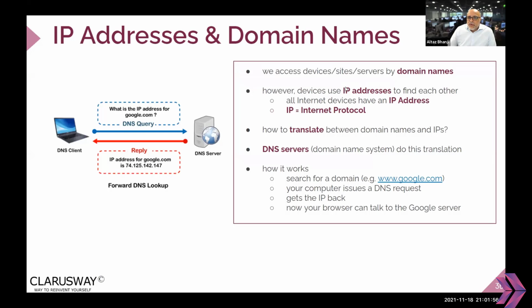IP stands for Internet Protocol. Every device on the internet has an IP address. It's a unique address, just like your address for your home is unique. It has a street number, a street name, a city, a state, a zip code that makes it unique. Similarly, every device on the internet has a unique IP address. And that's the way one server finds another server.